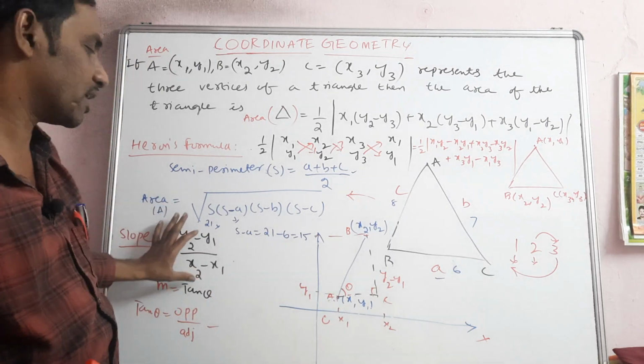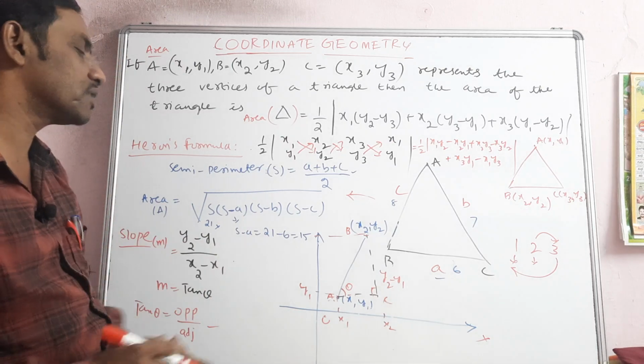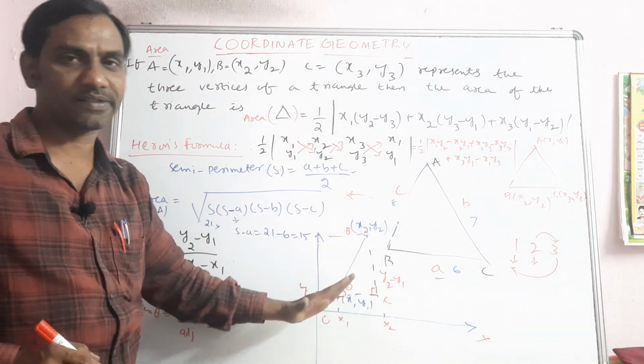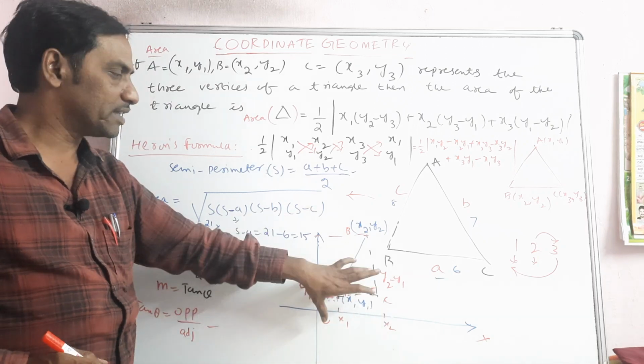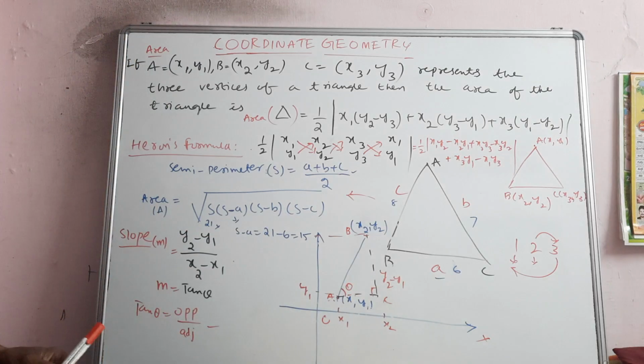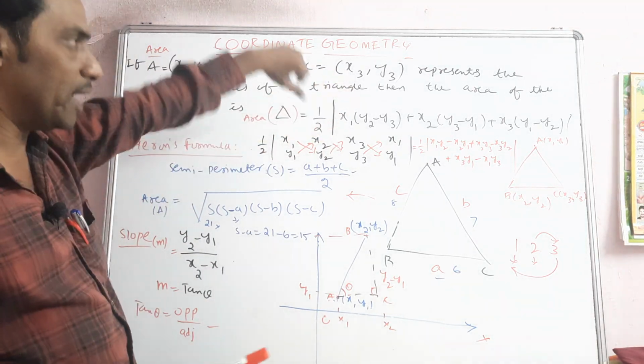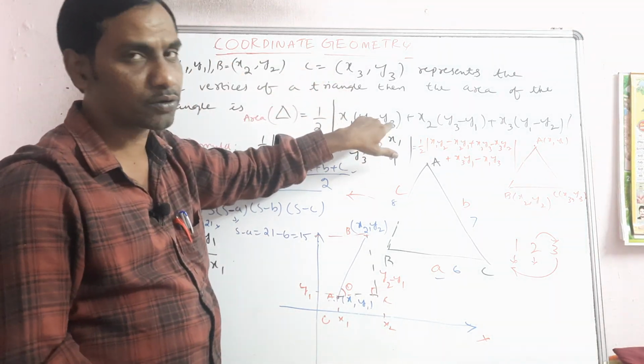It is nothing but rise by run, and the slope will give the angle, the inclination made by the line with respect to the x-axis or parallel to the x-axis. In that way you can do it. And where you will use these formulas: generally you use the area of the triangle to find the area, but you can also use it for proving collinearity.